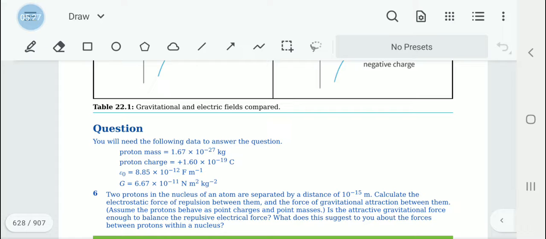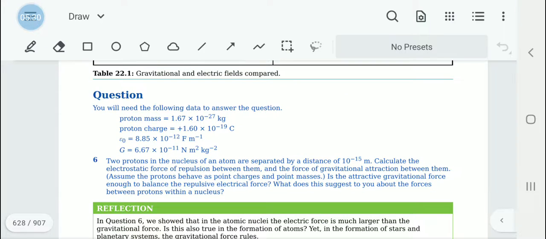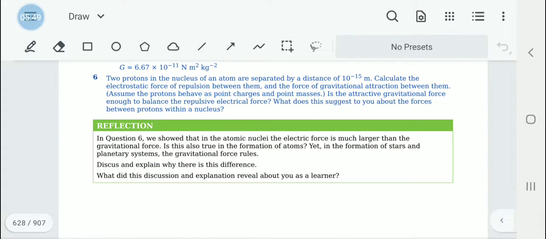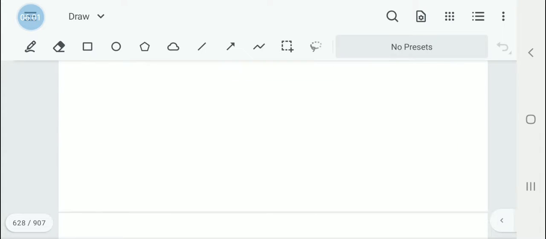Then these values, proton mass, proton charge, epsilon O, G, are values that you have to remember. They might also put gravitation and electric field questions together, combining them, and then you will have to identify them separately and answer appropriately. Whatever they give, you have to remember the separate equation separately.